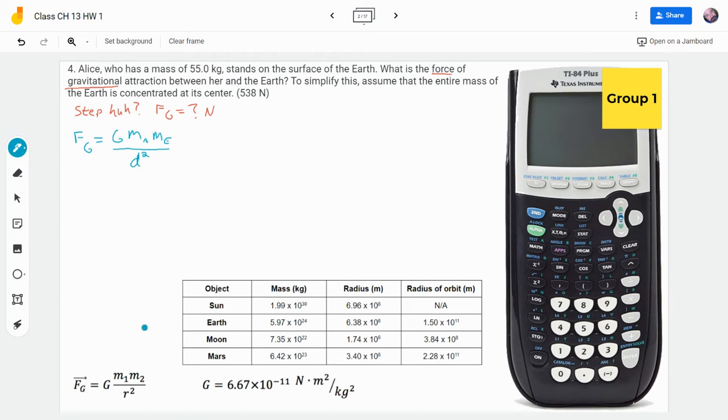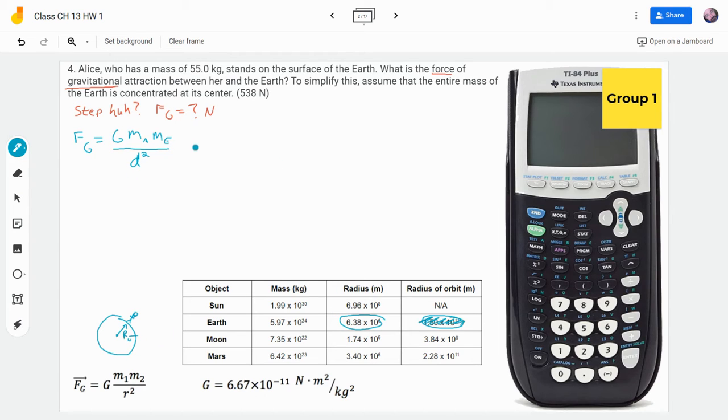As a little aside, the distance between them, well, here's the Earth. Here's Alice standing on the Earth. When you're dealing with a sphere, you pretend like all of the mass of the sphere is right at the center. So the distance between them is the radius of the Earth. On this chart, the radius of the Earth is here. This other number over here is the radius of the Earth's orbit around the sun, but we don't need that one for this. So the distance we're going to use is the radius of the Earth.